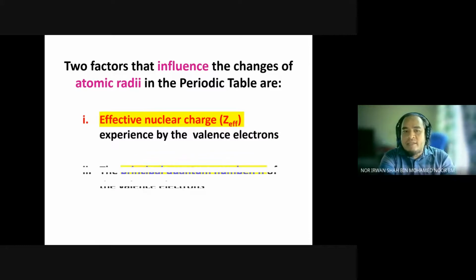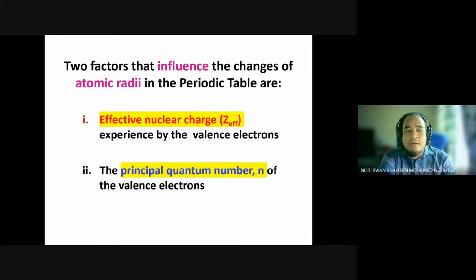The second factor is what we call as, ini pun bukan benda baru, you guys dah pernah belajar dalam chapter 2 yang lepas, 2.2. Okay, the principal quantum number of the valence electrons. So these are the two factors that we need to consider. Every time when we want to explain the changes in this atomic radii, cuma which factor kita akan gunakan, sama ada yang mana untuk down a group, yang mana untuk kita move across the period. So itu kita akan tengok satu persatu.